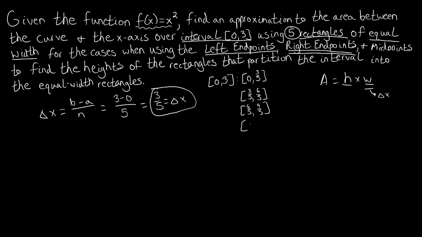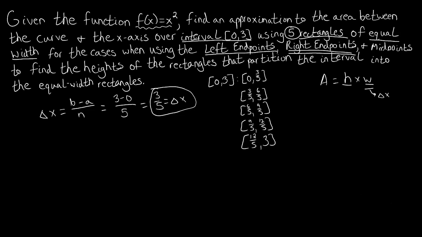So we're going to have 9/5 to 12/5, and then lastly, our last subinterval is going to be 15/5, or no, 12/5. That should be 12. I got ahead of myself. So this should be 12/5, comma, 15/5, but that reduces to 3, right?